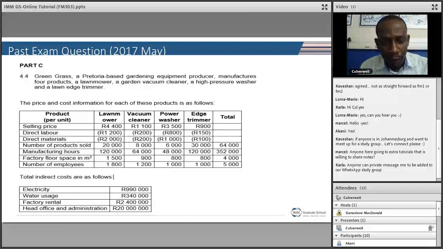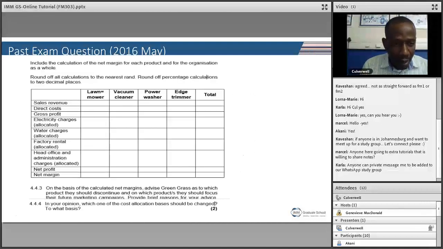I'll go to my direct cost for vacuum cleaner. We were incurring 200 rands towards direct labor and also another 200 rands towards direct material. So my direct cost per vacuum cleaner we produced is 400 rands. And then how many vacuum cleaners did we produce? They're 8,000. So I'll say 400 rands multiplied by 8,000 to give me 3.2 million. So now I've got my direct cost for lawnmower and also my direct cost for vacuum cleaner. You continue doing that along that line for power washer, edge trimmer, and add the totals across.